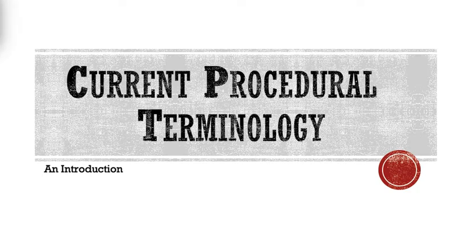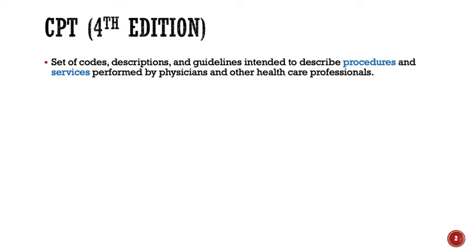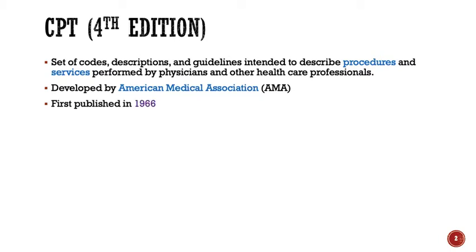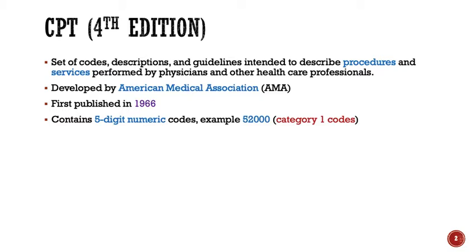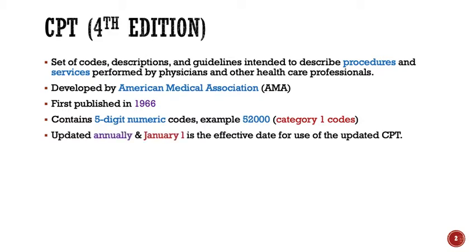In this video, we are going to learn about the Current Procedural Terminology. So, CPT is a set of codes, descriptions, and guidelines intended to describe procedures and services performed by physicians and other healthcare professionals. It is developed by the American Medical Association, or AMA. This book was first published in 1966. CPT contains 5-digit numeric codes, for example, 52000, which are Category 1 codes. It is updated annually and January 1st is the effective date for use of the updated CPT.